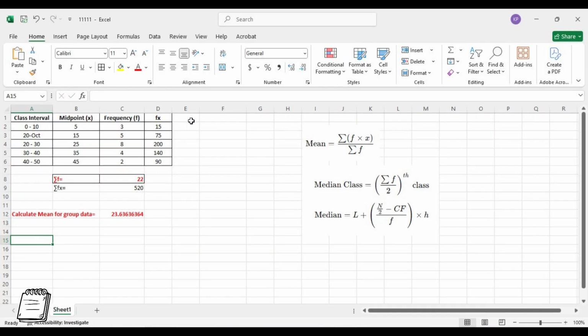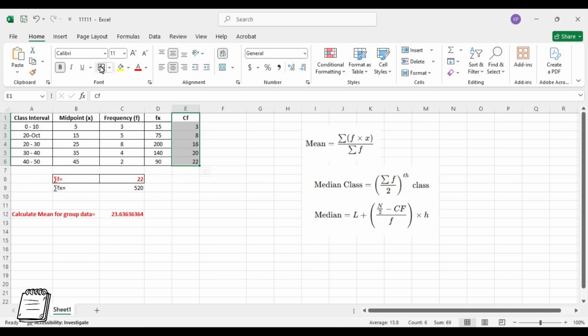To calculate the median, we first have to calculate the cumulative frequency and put it into the table. Let's put the cumulative frequency. First frequency is 3, then plus 5 is 8, plus 8 is 16, plus 4 is 20, plus 2 is equal to 22. So this is all about cumulative frequency.